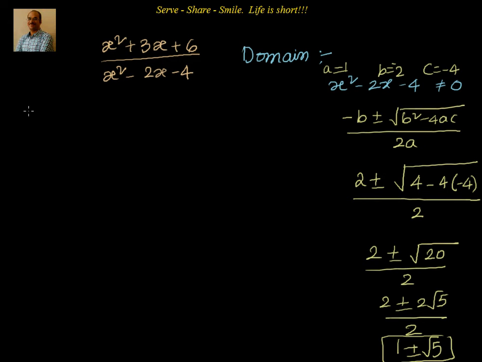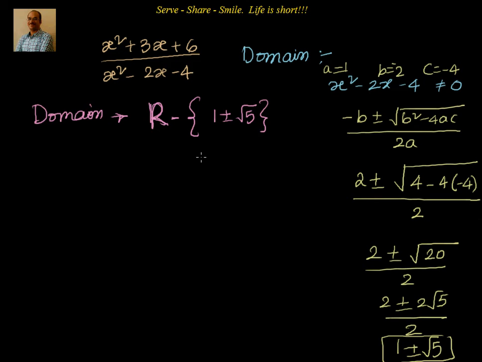So the domain values will be: domain is equal to all real numbers other than these two, all real numbers minus {1 plus or minus root 5}. When it is 1 plus root 5 or when it is 1 minus root 5, the denominator will become 0, then the function is not defined. Other than that, all the values are allowed for the domain.